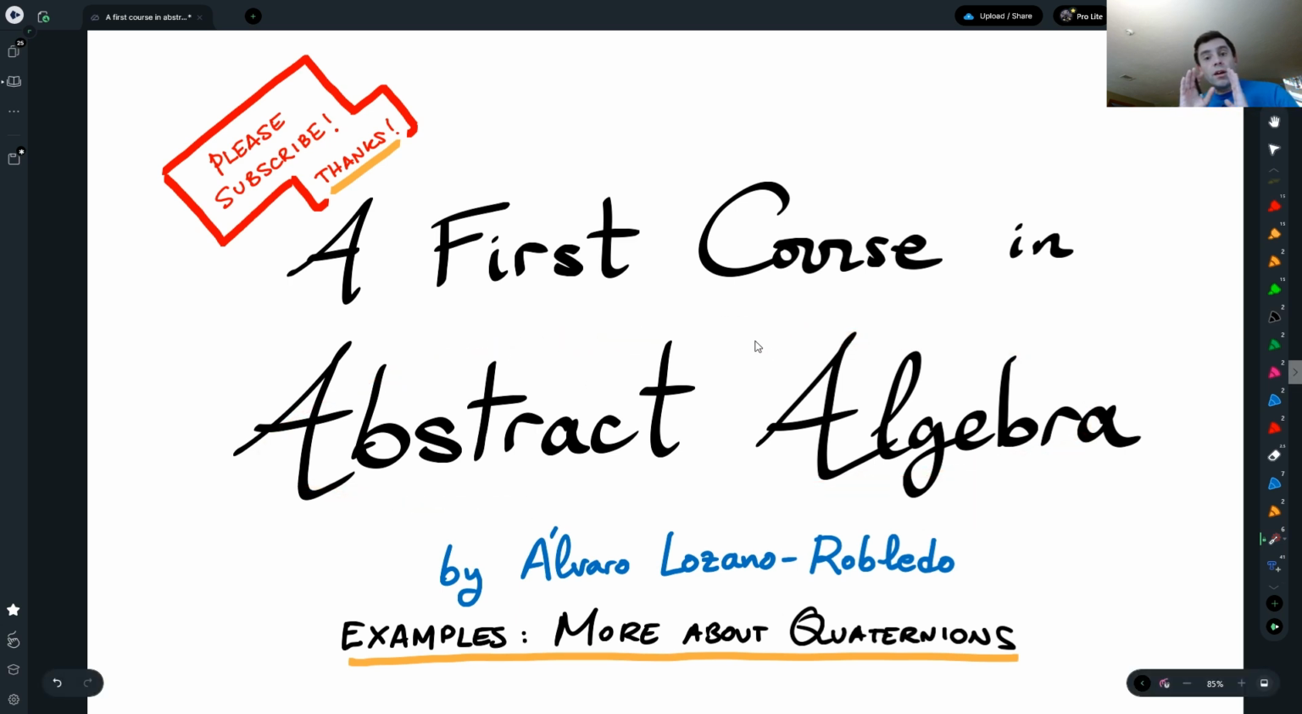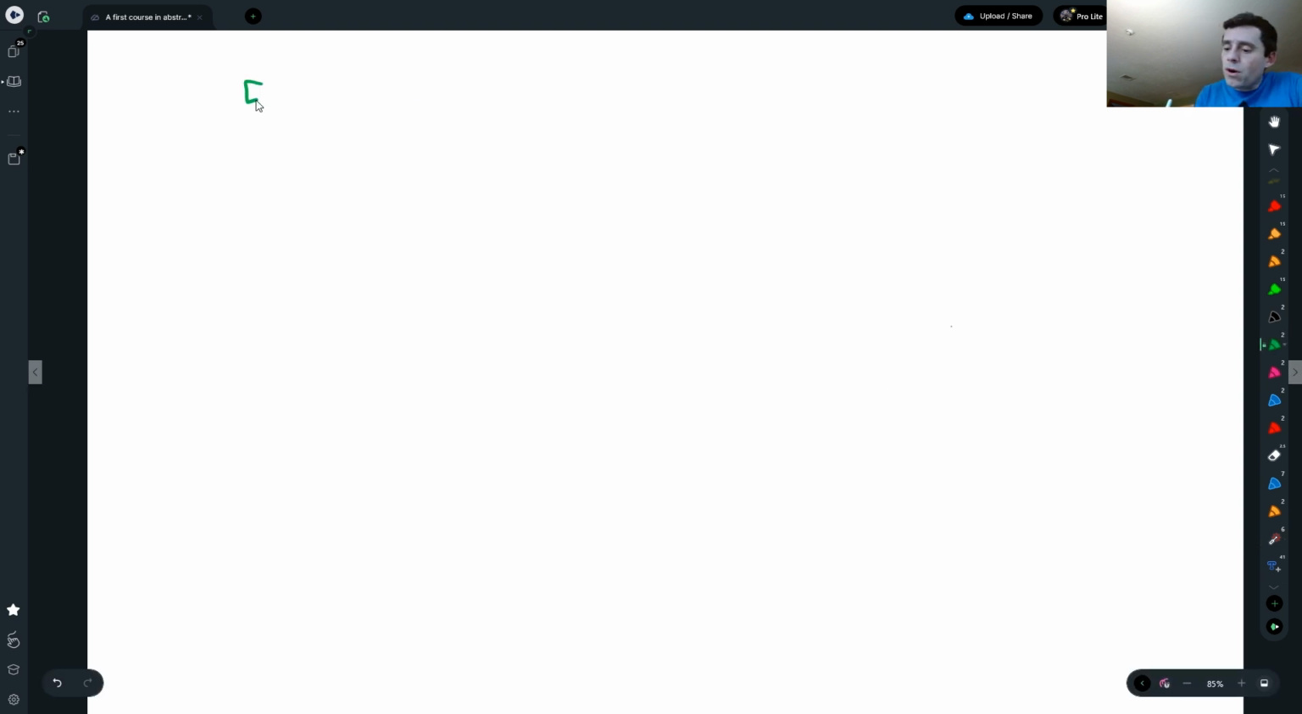Today we're going to take a little break and review things we have seen. So I'm going to do some examples through the quaternions. Remember that a while back I already took a break and explained concepts we had seen through the quaternions. So we're going to do that again today. So let's do that.